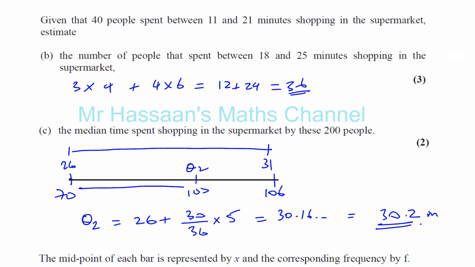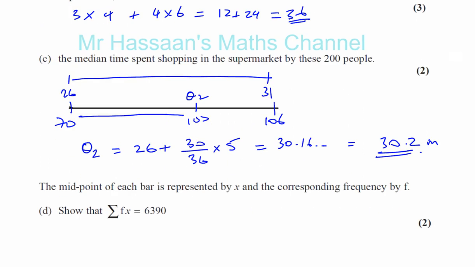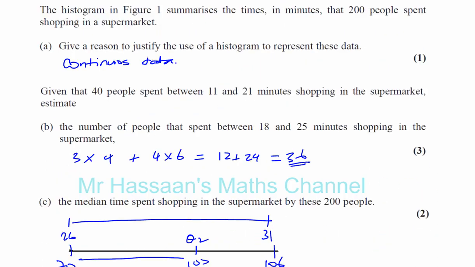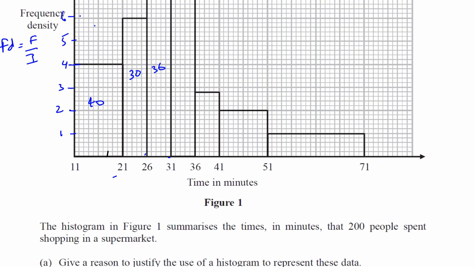Okay, and now for part D. Part D says the midpoint of each bar is represented by x and the corresponding frequency by f. Show that Σfx equals 6,390. So we've got to work out the frequencies for the rest of them now.